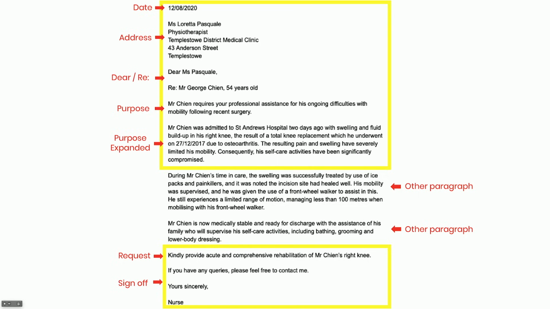Okay, below that you have what I call other paragraphs, of which you might have 1 or 2 or 3 or maybe a single sentence paragraph. Again, this is where you need to be entirely flexible and write according to the case notes on test day. At the bottom, there are sort of 2 sections. There's the request, which is critical. It should always be the last sentence or the last part of the paragraph. And here, again, this is not something you can memorize because you need to fully understand the case notes in order to write the request. And then finally, you have some memorized formulaic language such as, if you have any queries, please feel free to contact me. Yours sincerely, comma, nurse, doctor, physio, whatever.